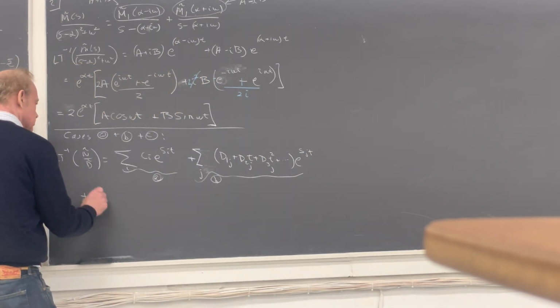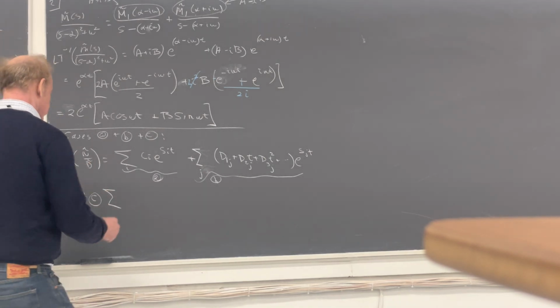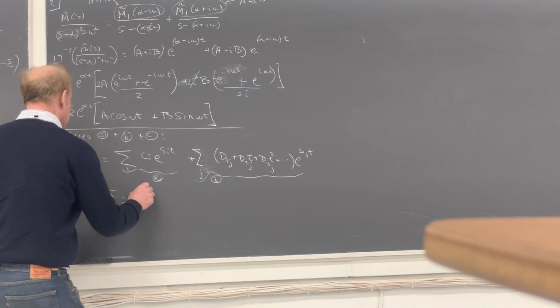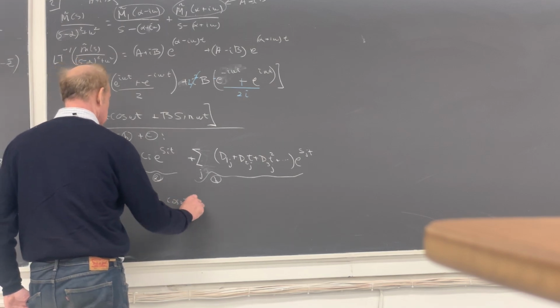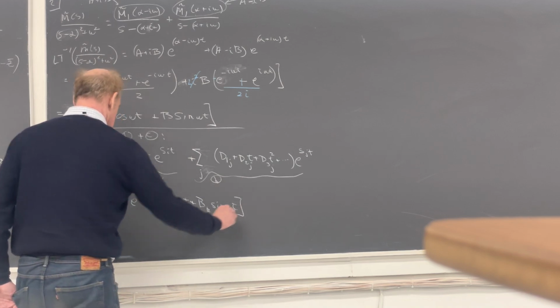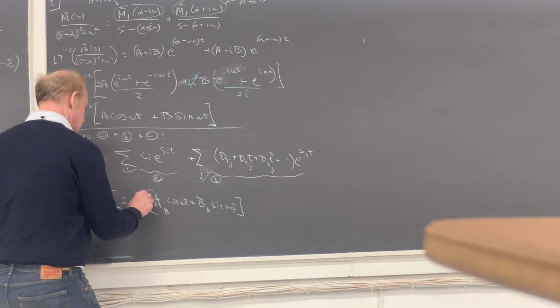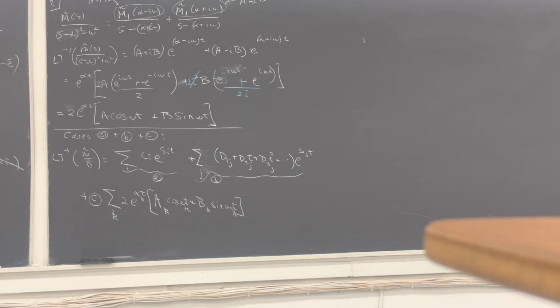And then I have C, which is a sum of 2e to the alpha t, a_k cosine omega t plus b_k sine omega t. And these are alpha k and omega k. And here I'm summing over all of the pairs of complex conjugates. So the k's go over all of the s_i's that are pairs of complex conjugates. There might be more than one.